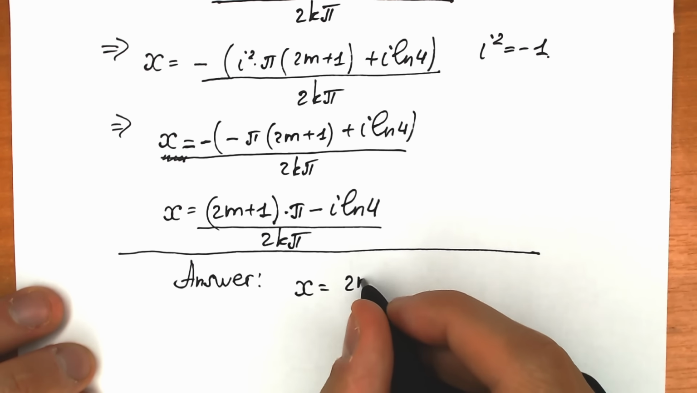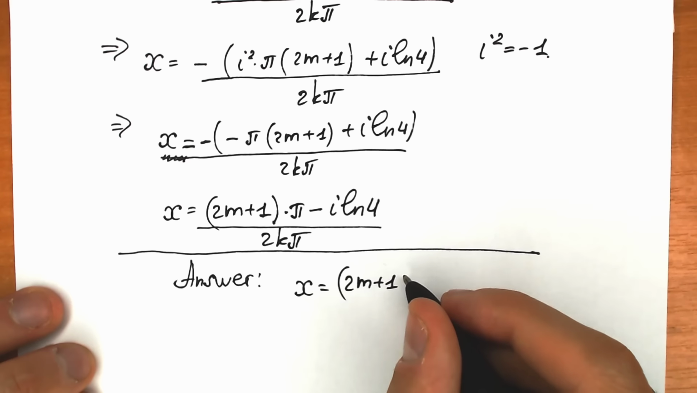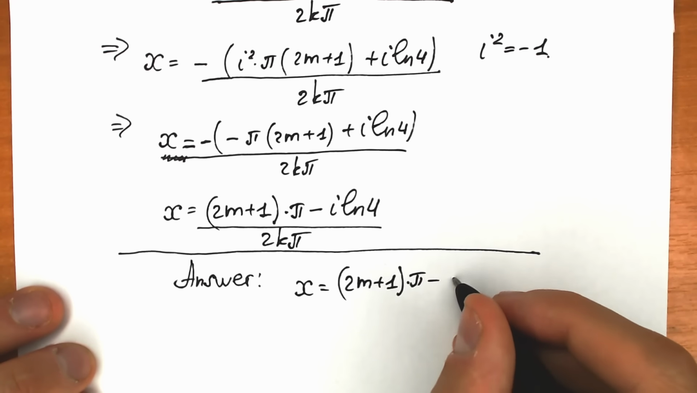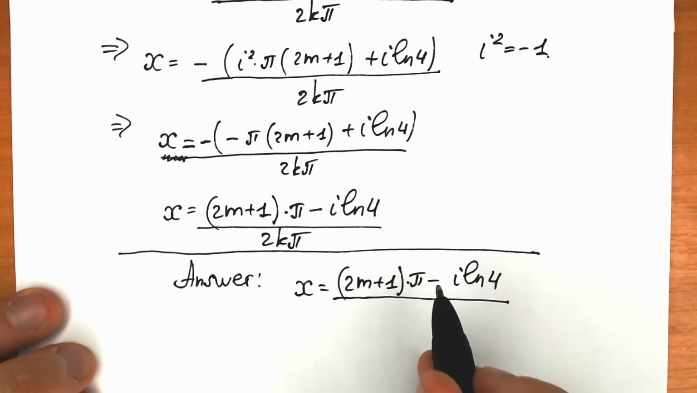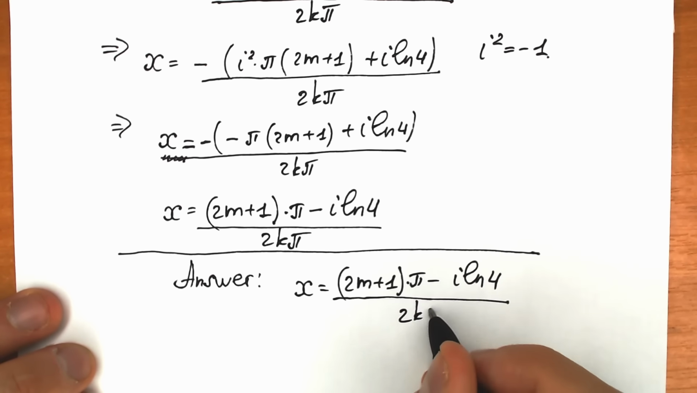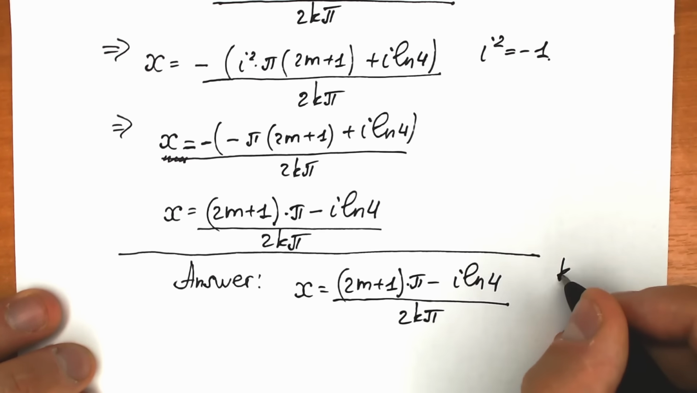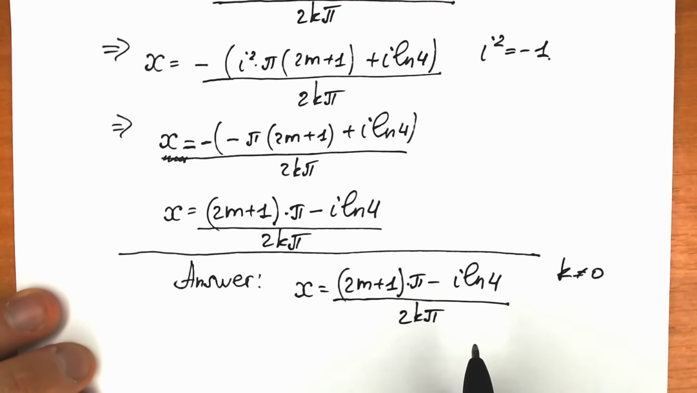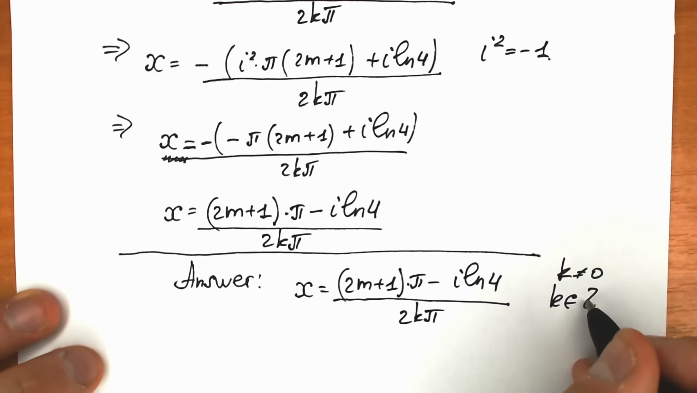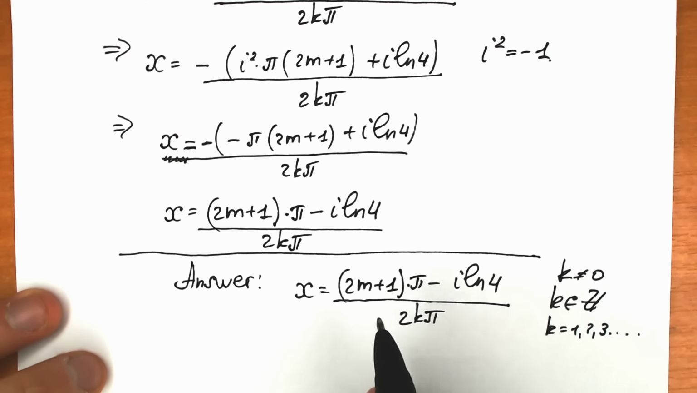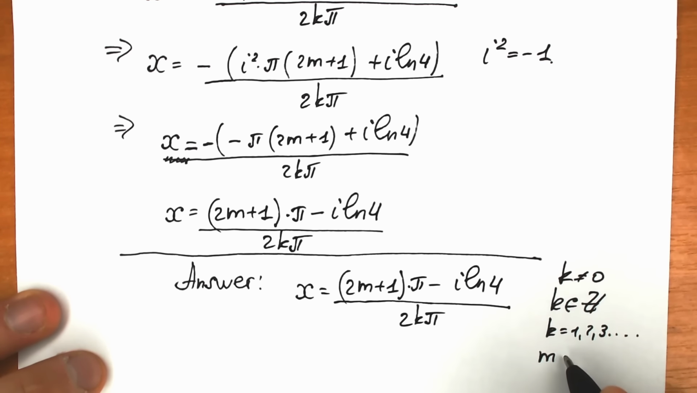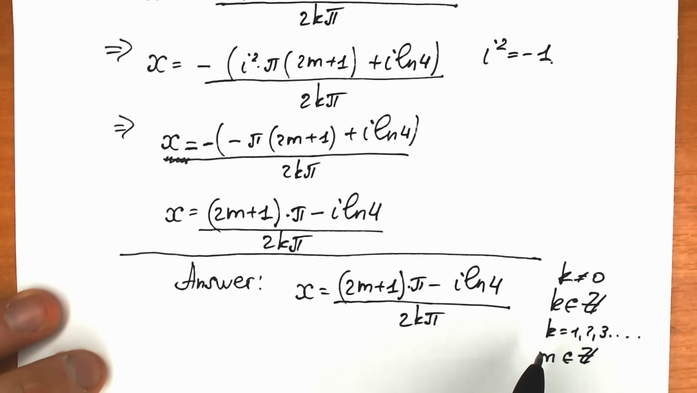So we have right here 2m plus 1 times pi minus I natural log 4. We can rewrite it as 2 natural log 2, but it doesn't matter right here. And we divide all of the thing by 2k pi, but k is not equal to 0, because in the denominator k is an integer. For example, k equal to 1, 2, we proved it before, and m is also an integer. So this is a solution when all of these rules work together.